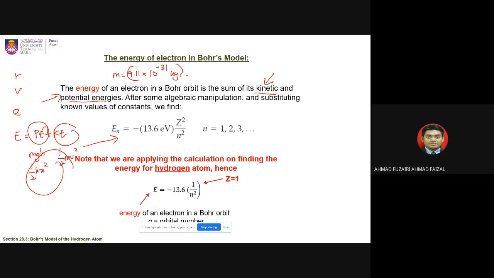We simplify and say that the energy for the orbital, based on the orbit, is based on this equation: E_n is negative 13.6 electron volts times Z squared over n squared. Where Z is what? Now you can find that the number Z will depend on the calculations of finding the hydrogen.